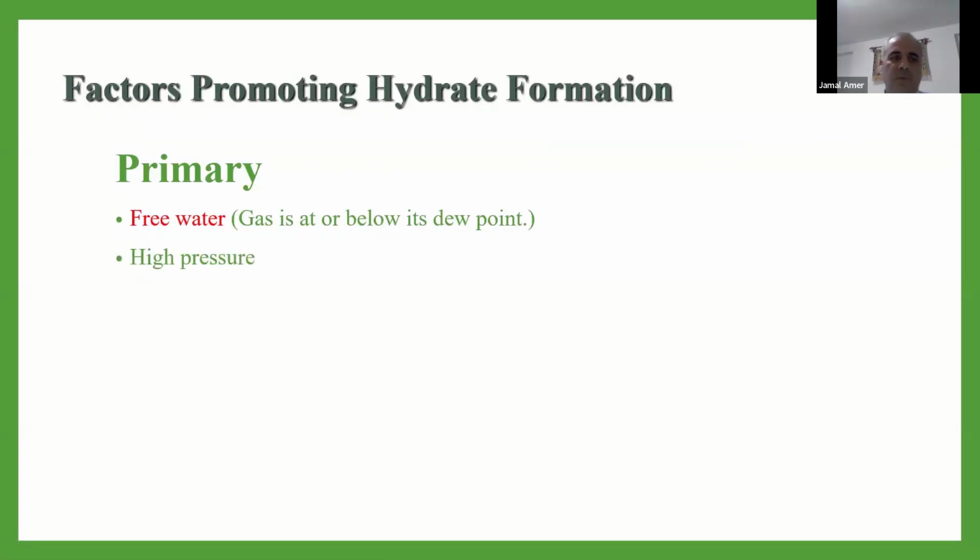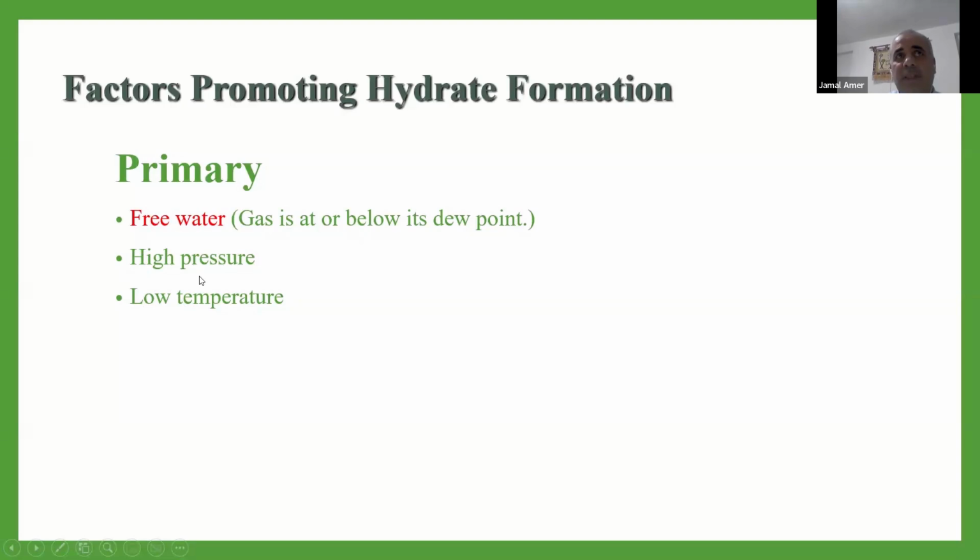What are the factors promoting hydrate formation? We have free water, high pressure, and low temperature. These three conditions are the primary conditions for hydrate to form. If we don't have any one of these conditions, hydrate will not form. But the most important is that we have free water. If we don't have free water, that means hydrate will not form.